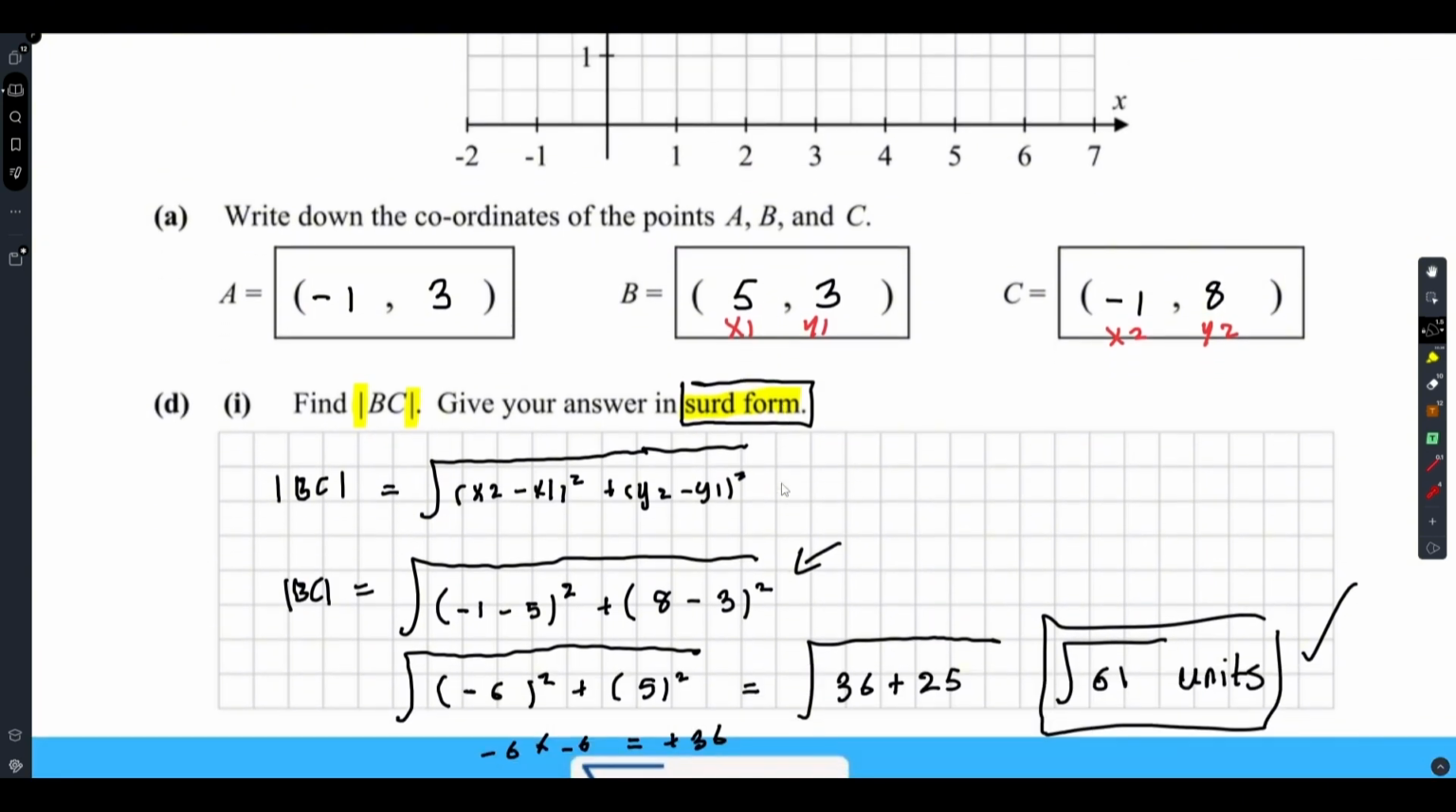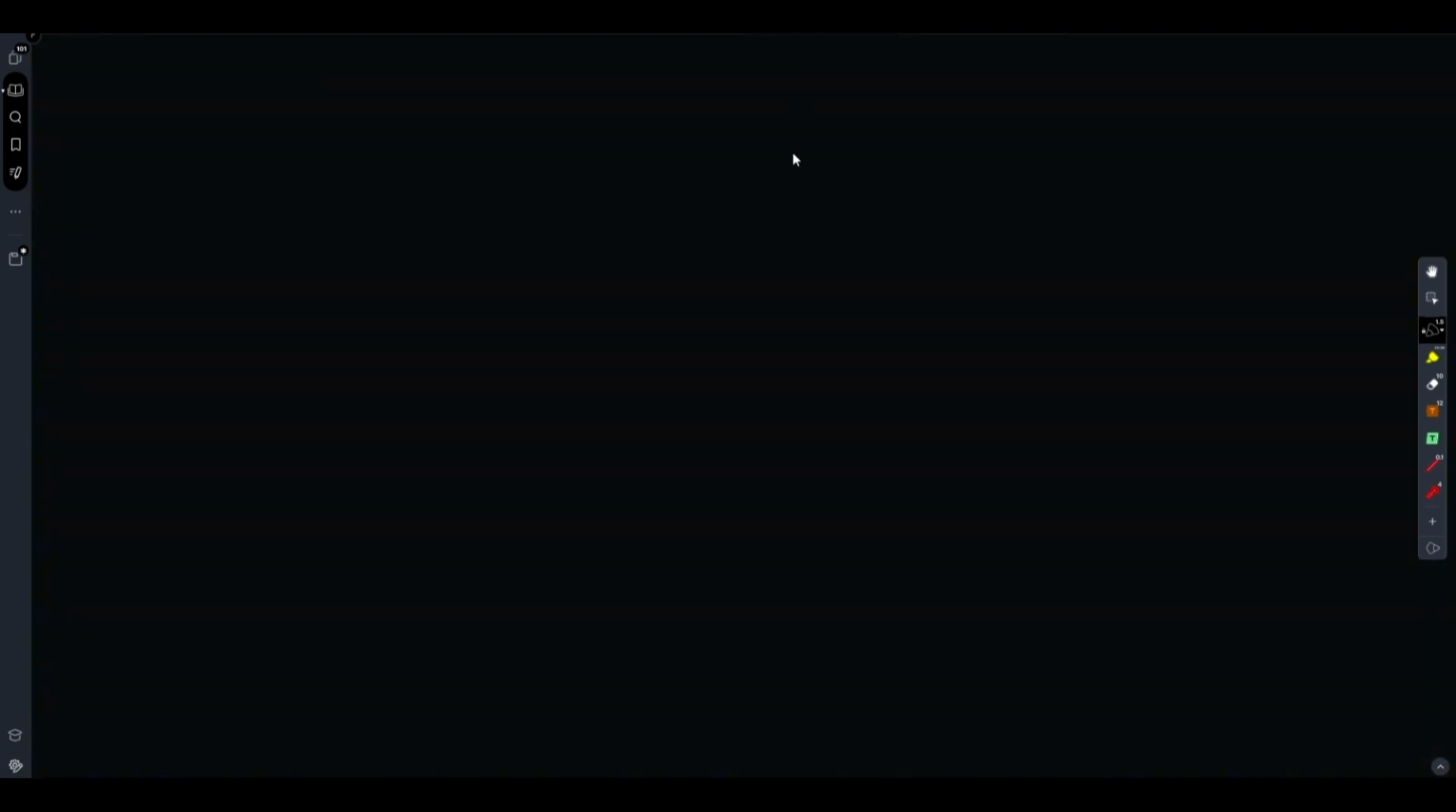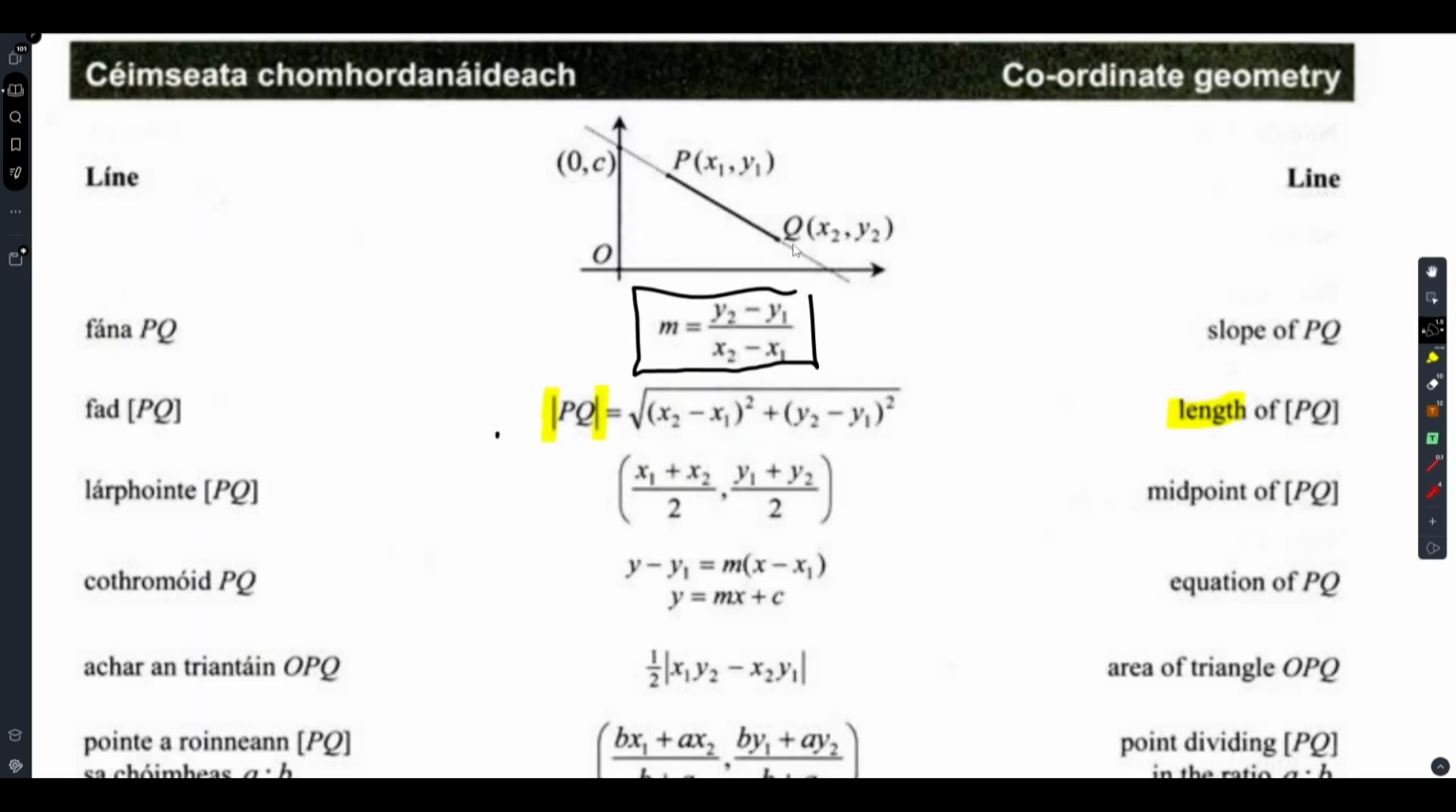So if we want to find the distance between 2 points, the first thing we need to be aware of is those bars, they mean the distance from B to C. Okay? So there's a formula in our log tables that we don't really need to learn off, and it is this formula right here. The square root of x2 minus x1 squared plus y2 minus y1 squared. That is the distance formula, and it says length on the right. Similarly, it says the slope formula is that, and so on.